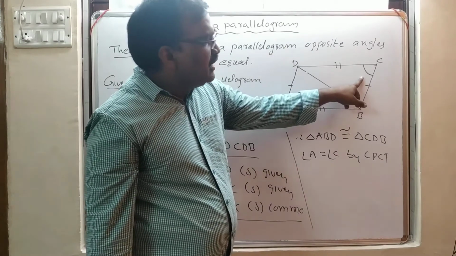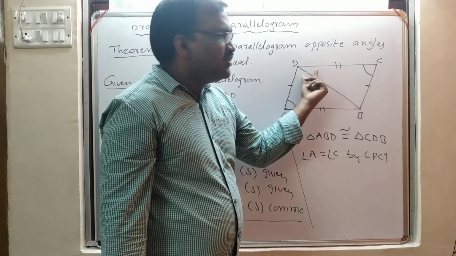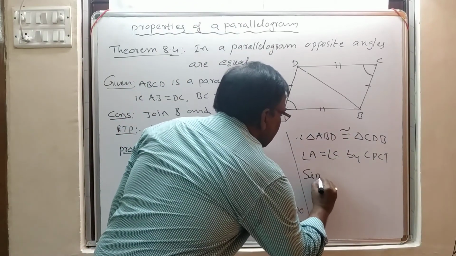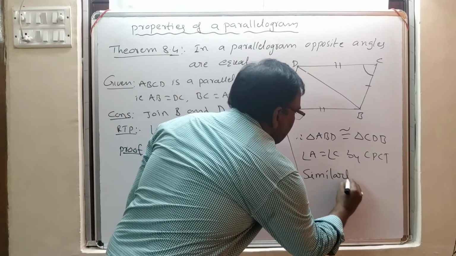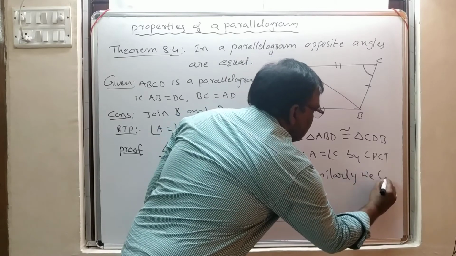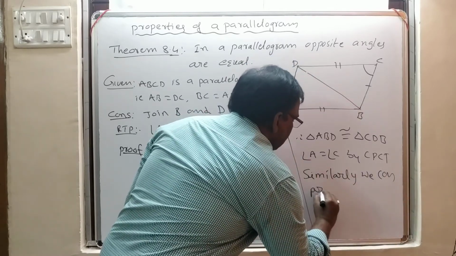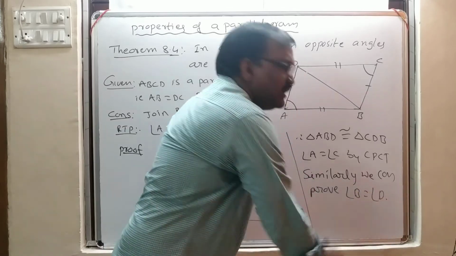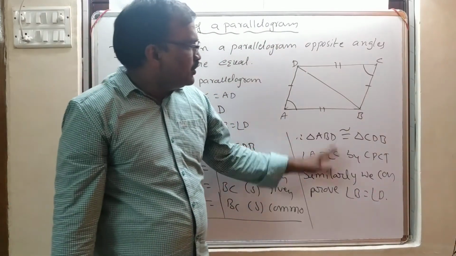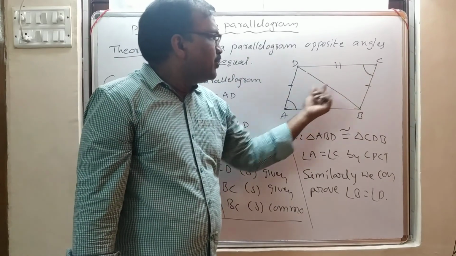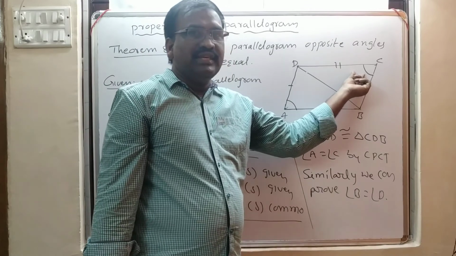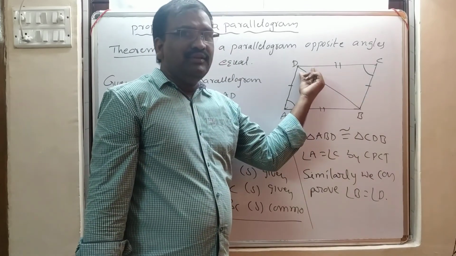Similarly, we can prove that angle B is equal to angle D also. Therefore, in a parallelogram, both pairs of opposite angles are equal. That is, angle A is equal to angle C, and angle B is equal to angle D.